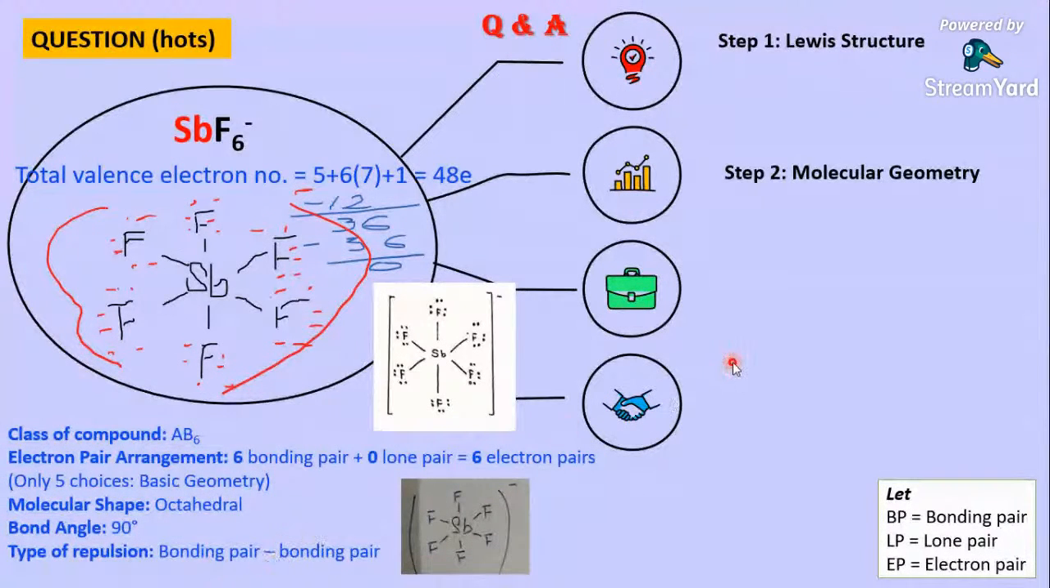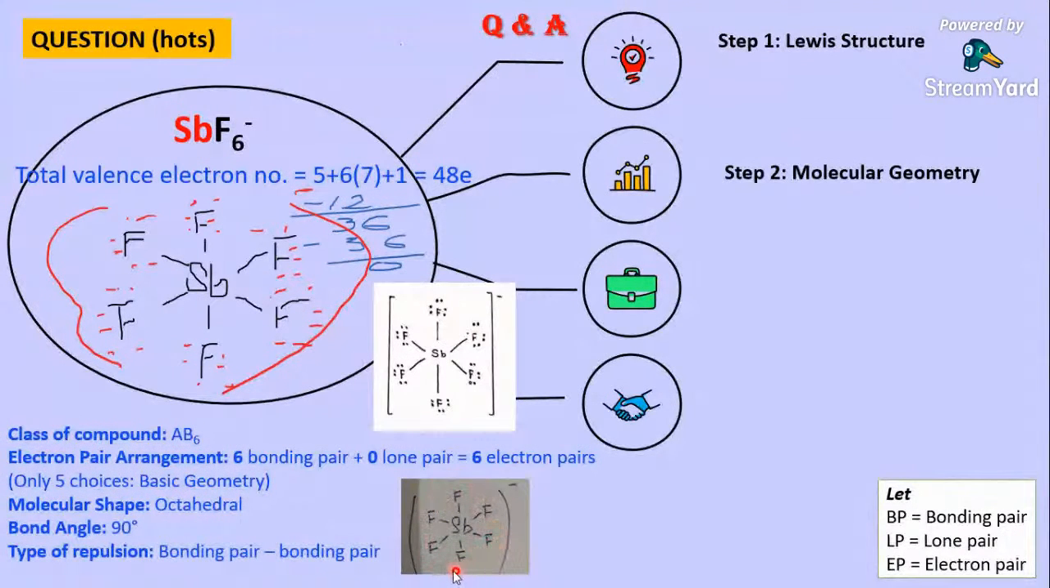Okay, next. If you want to write the short form, bonding pair, you write down the BP. Okay, you must write down here, let BP equal to bonding pair, lone pair, LP equal to lone pair, electron pair, EP equal to electron pair. Okay, you have to clarify. If you want to use the short form, you must clarify. Okay, one more thing. Once you know the molecular geometry is octahedral, you have to redraw the structure. What is the difference between restructure and molecular geometry? The difference is there's no lone pair for the terminal atom.